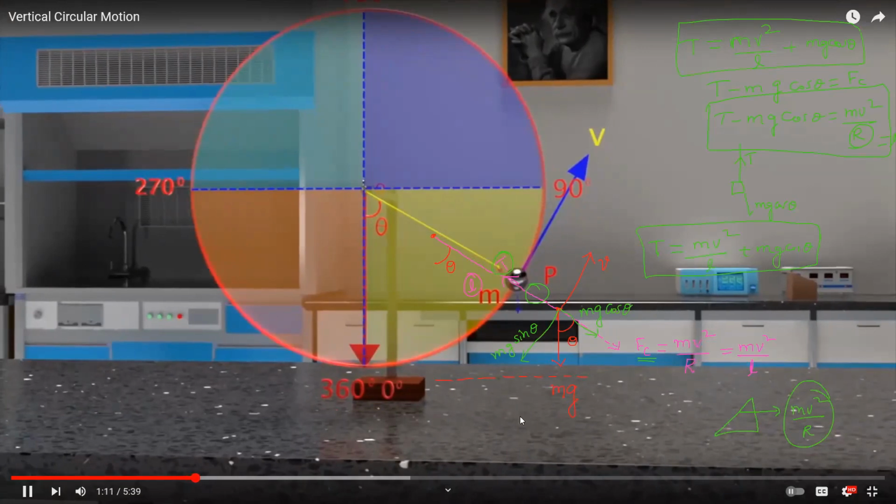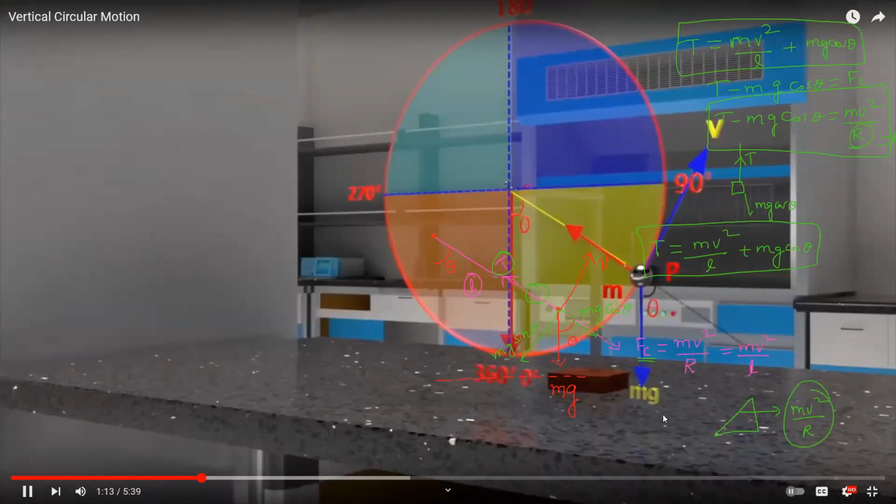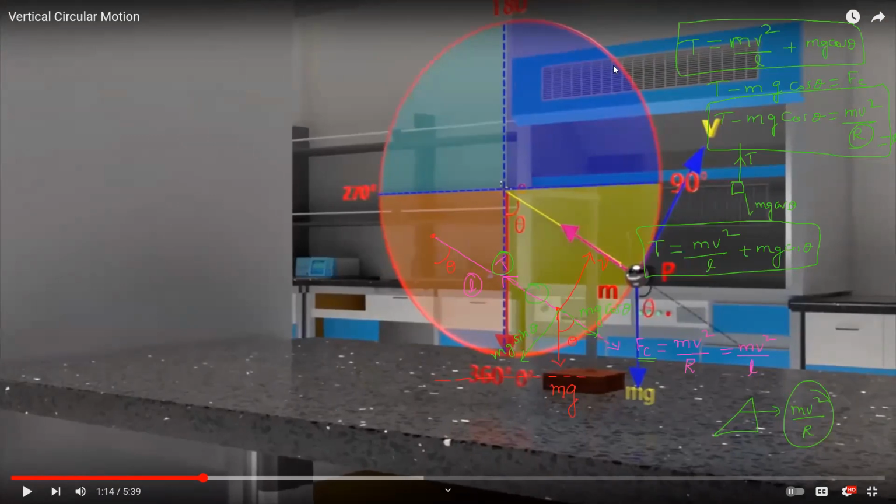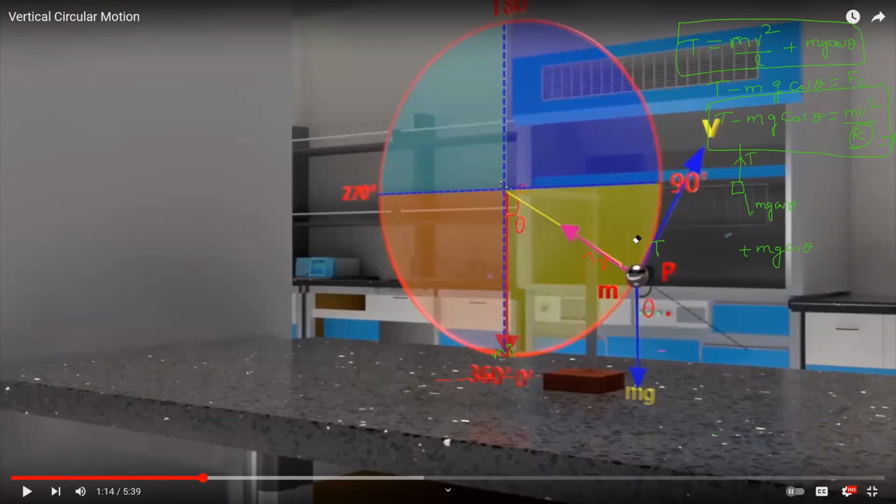Let's draw the free body diagram of the bob at P. At P, the weight of the body is always acting in what direction? Downward direction. So here theta is the same. Whatever theta existed there, here also theta is the same. Imagination is very important, and if you understand it, it will be very simple. In circular motion, we all know that at every point the velocity is tangential to the direction of tension, correct or not? Everywhere 90 degrees.